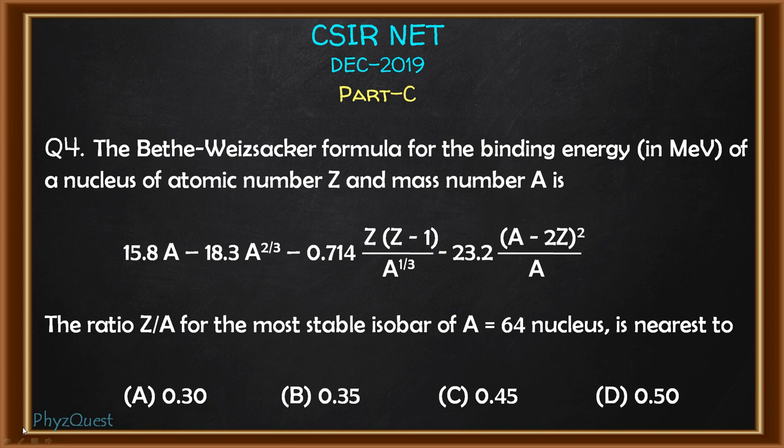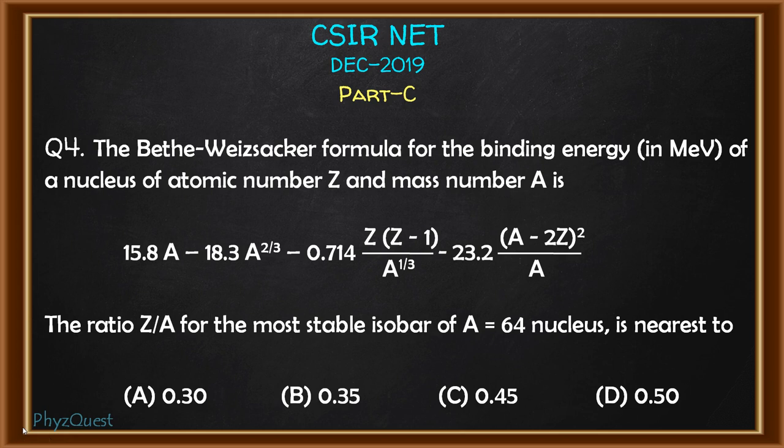So the question is: the Bethe-Weizsacker's formula for the binding energy in megaelectron volt of a nucleus of atomic number Z and mass number A is given. We need to find out the ratio Z by A for the most stable isobar of the A equal to 64 nucleus. So four options are given and we need to choose the correct option.